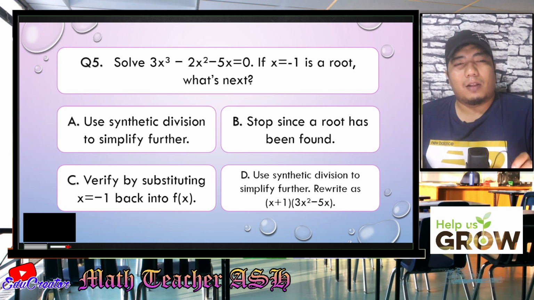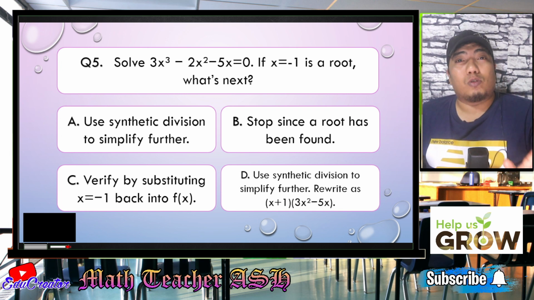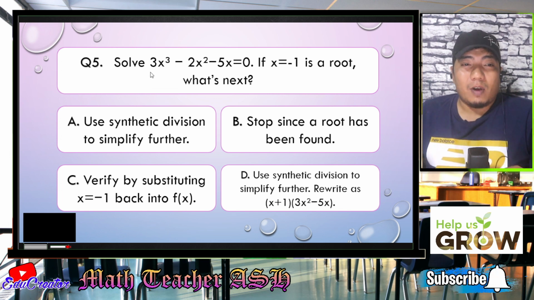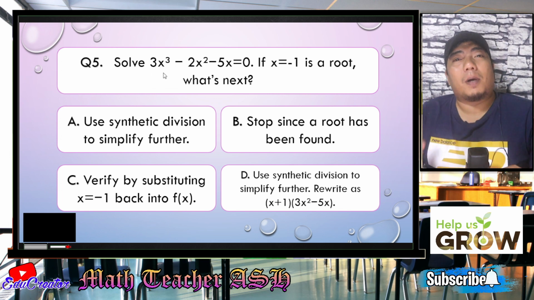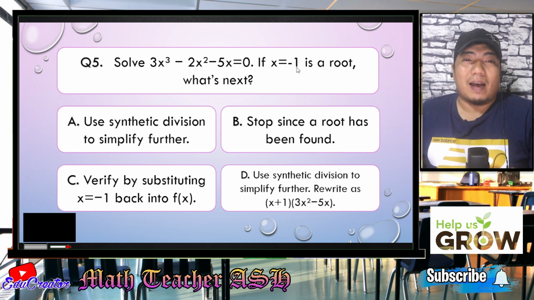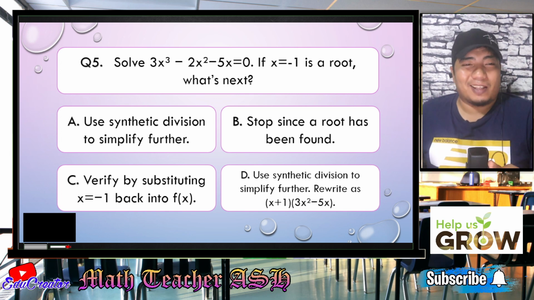Alright, my dear math learners. So, it says here in number 5 that we need to solve. Basically, you should not stop because if you have x cubed, it means there is a possibility that you have 3 values of x. You only got 1 value of x, right? So, you should not stop because there is more to it. Alright, so that is clear. So, letter B is wrong.